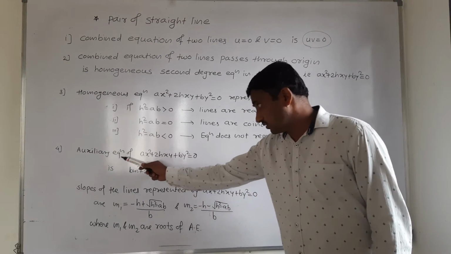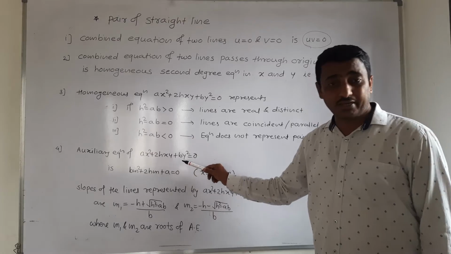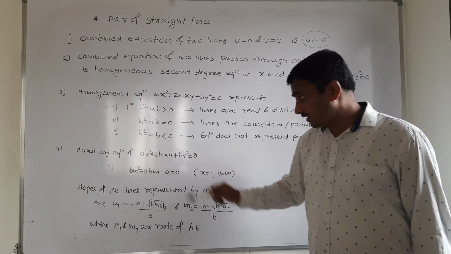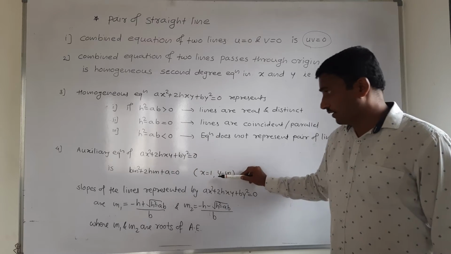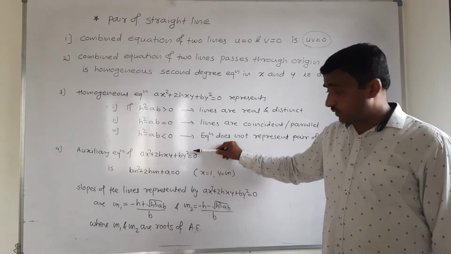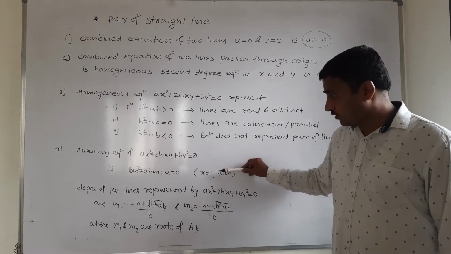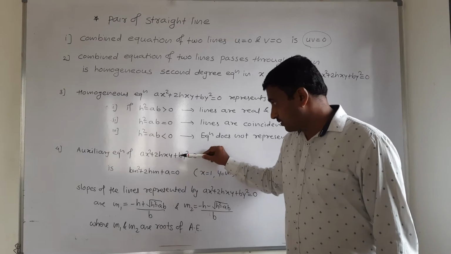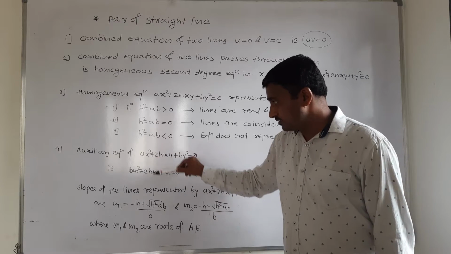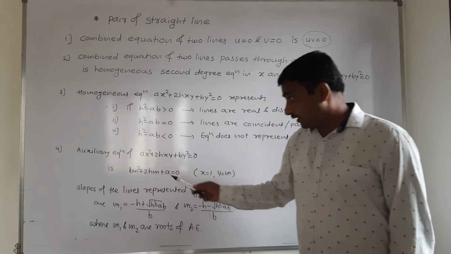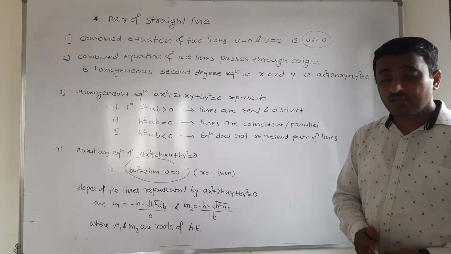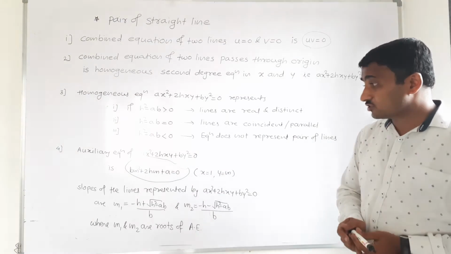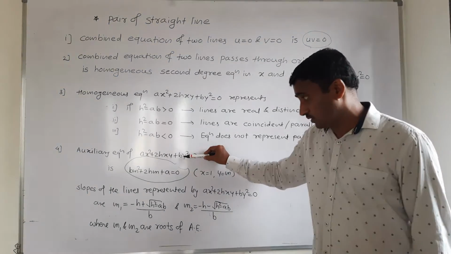Next, the auxiliary equation of this homogeneous second degree equation is obtained by putting y is equal to m and x equal to 1 in this. If we put y is equal to m, x equal to 1, we get bm square plus 2hm plus a is equal to 0. Now the roots of this auxiliary equation are the slopes of the lines represented by this equation.